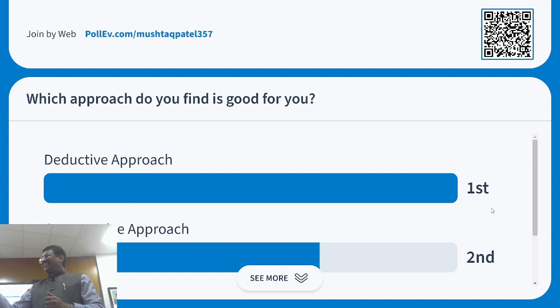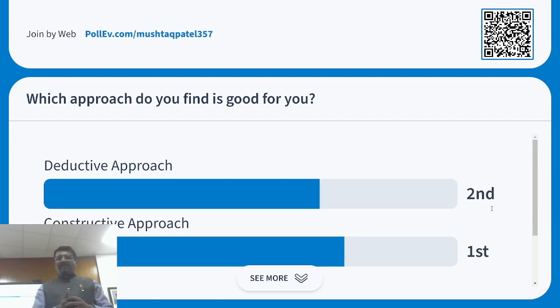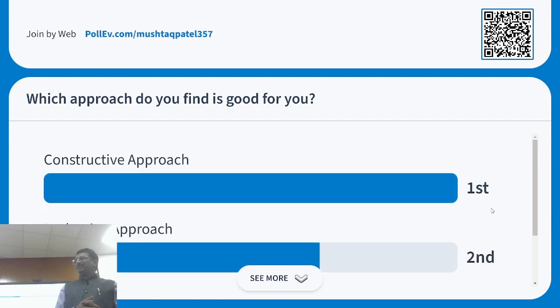No, I have not given. It can be. You are right. All can be there. Based on the situation only we keep changing, no? Sometimes we use the inductive approach, sometimes the deductive approach. That is why it is called the inductive deductive approach. Sometimes we use the constructive approach. We can keep changing. But just for fun's sake, I have included this rating. Most of you are saying the constructive approach is good, and now this is the talk of the town. People are using the constructive approach.